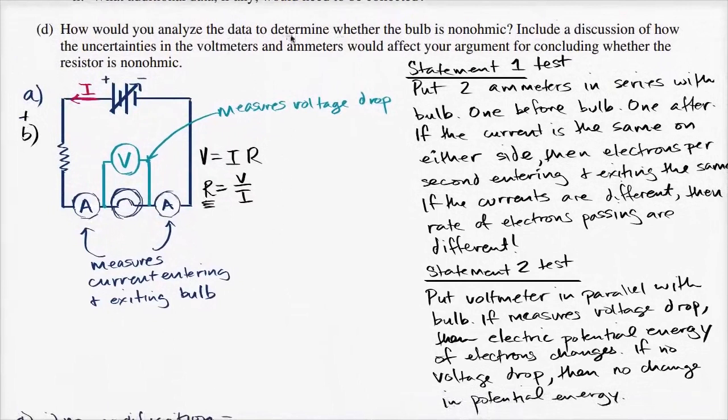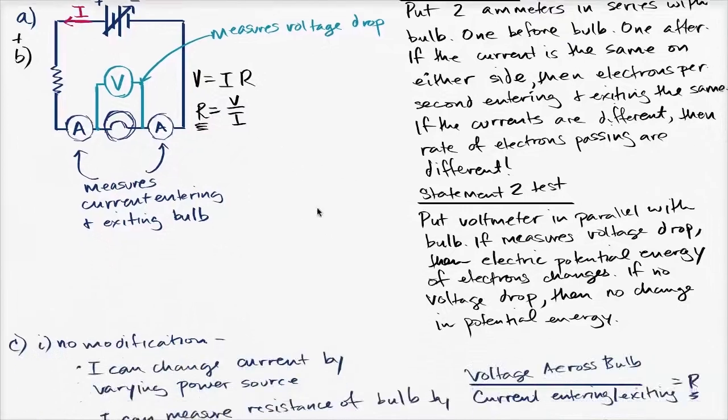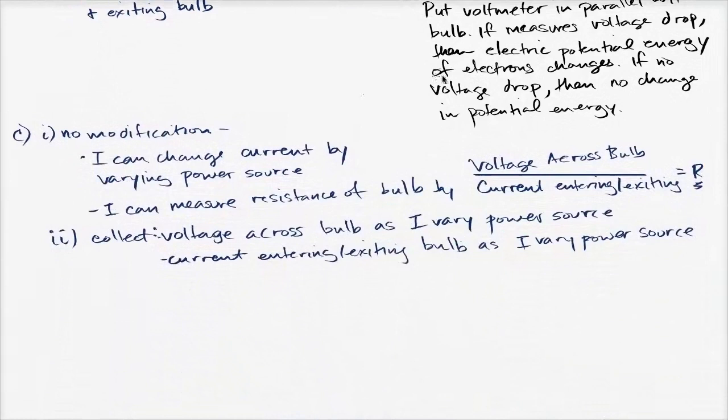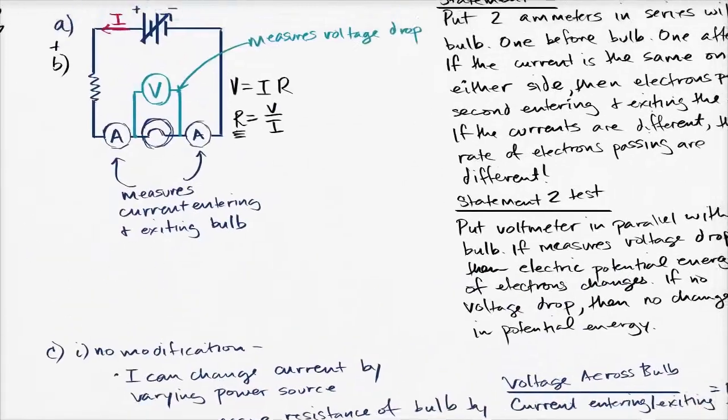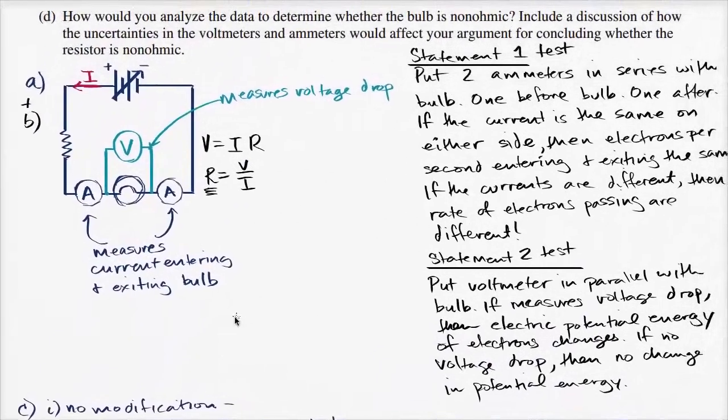All right, let's tackle part D now. How would you analyze the data to determine whether the bulb is non-ohmic? Include a discussion of how the uncertainties in the voltmeters and ammeters would affect your argument for concluding whether the resistance is non-ohmic. Well, I explained it a little bit up here, but I'll write it again.